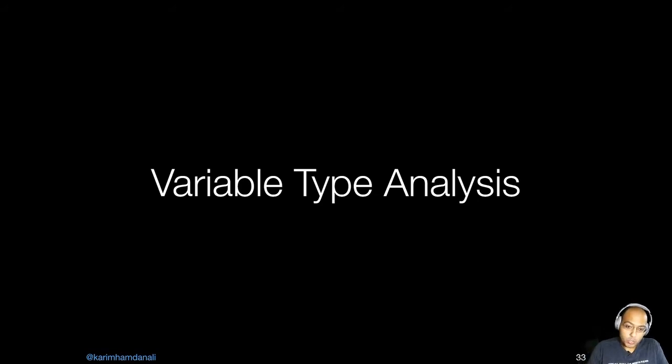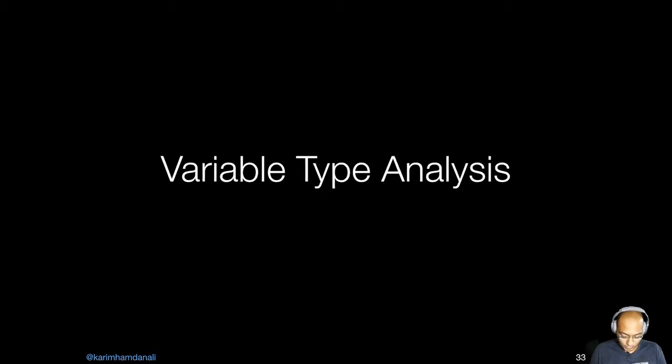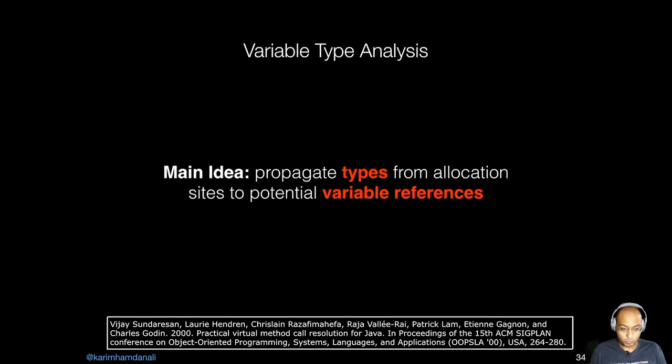Well, we want to support tracking those objects and pointers across variable assignments. So the next analysis we're going to talk about is variable type analysis, or VTA for short. So what does this analysis do? The main idea is that we're going to propagate types from allocation sites to where those variable references may exist, to potential variable references.